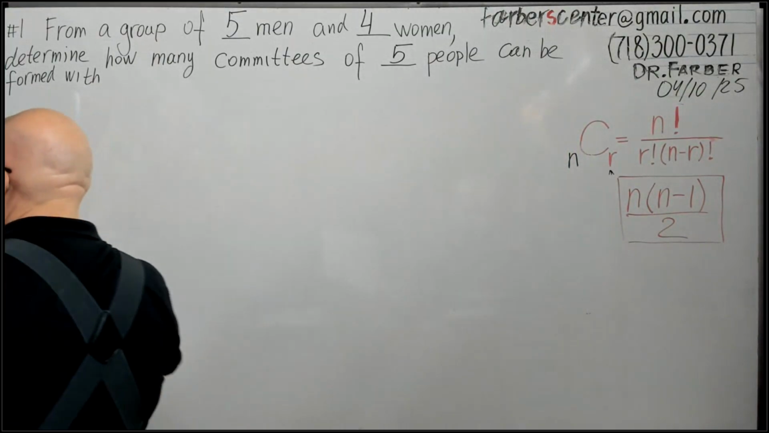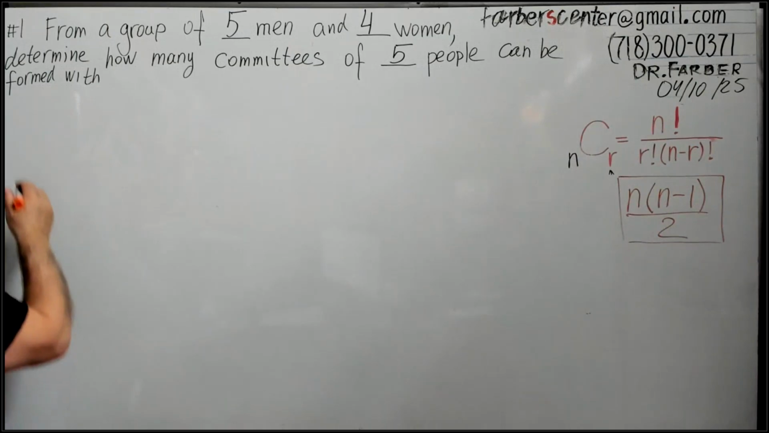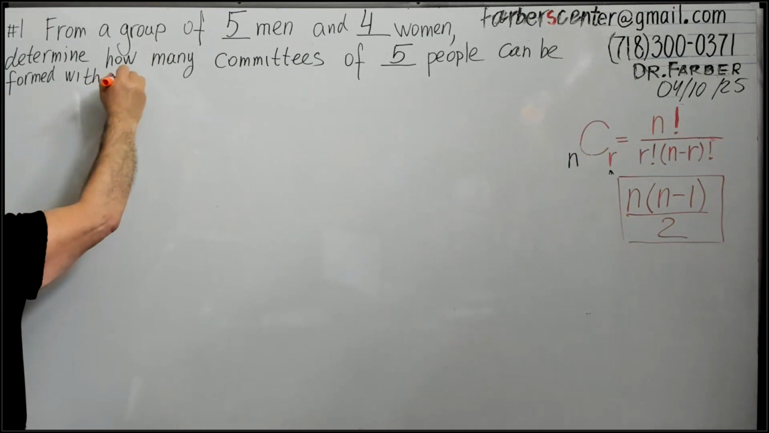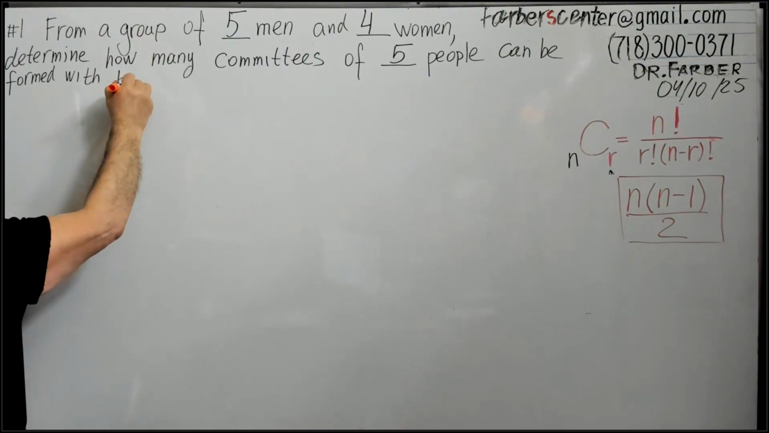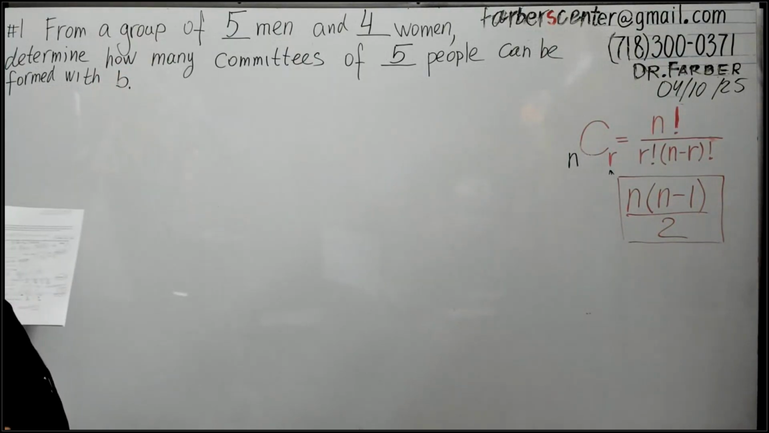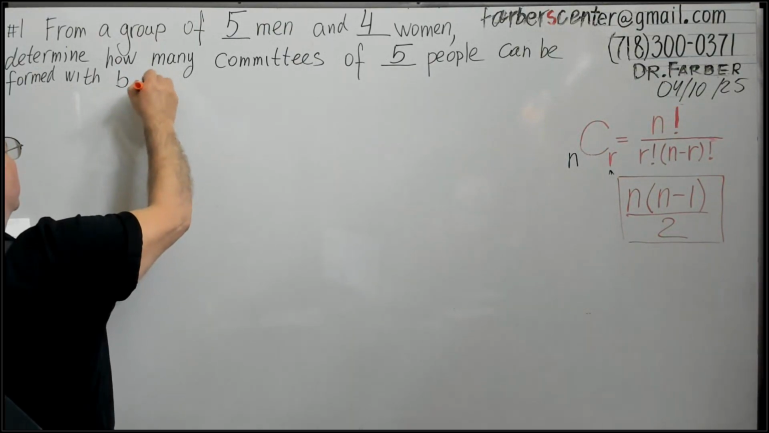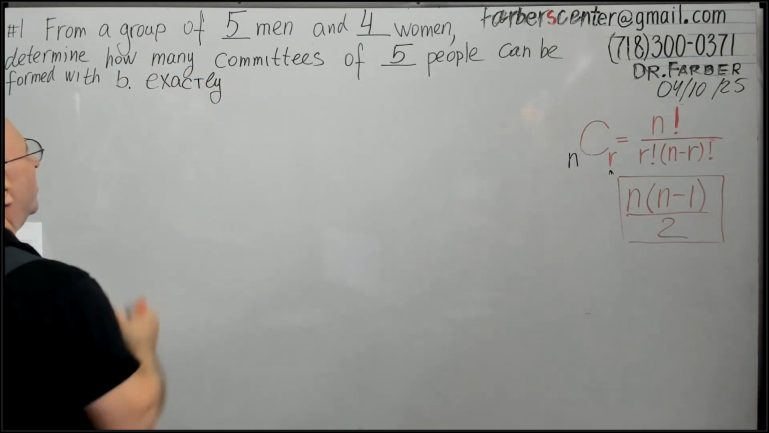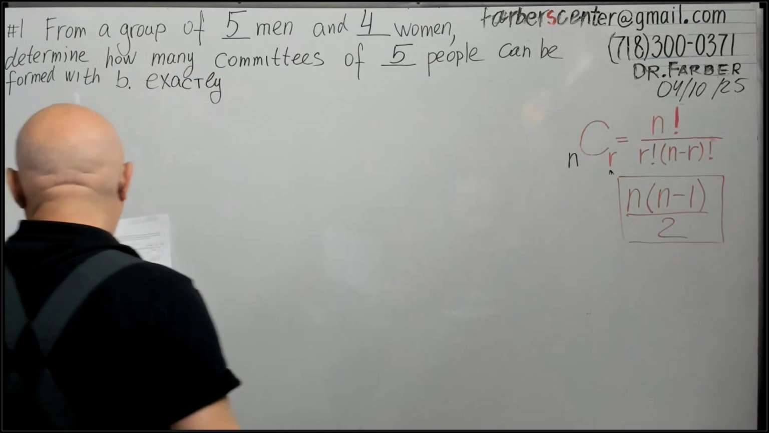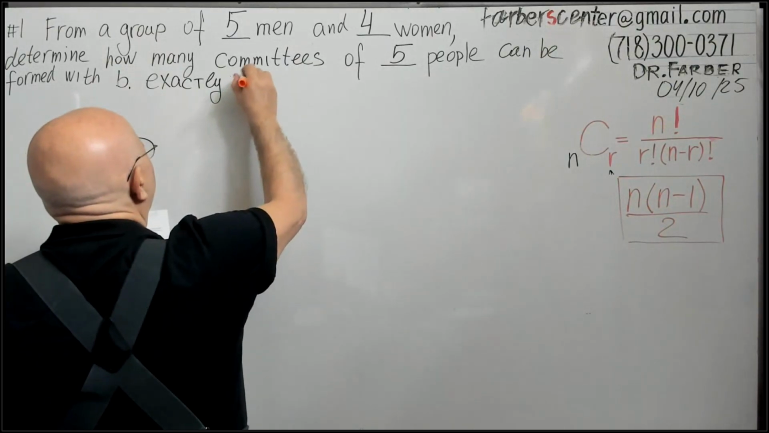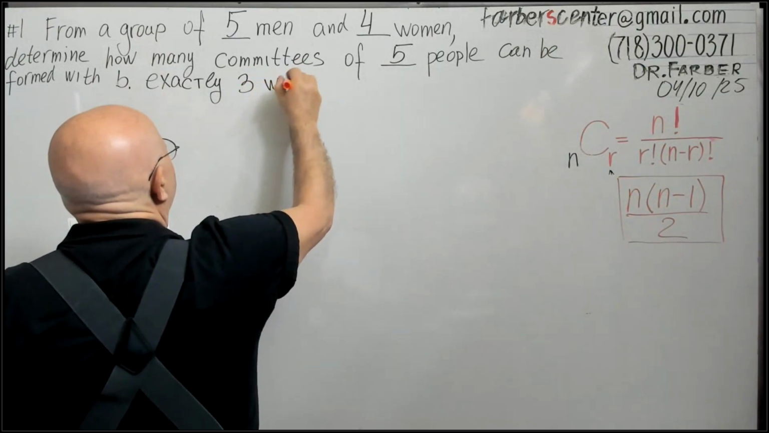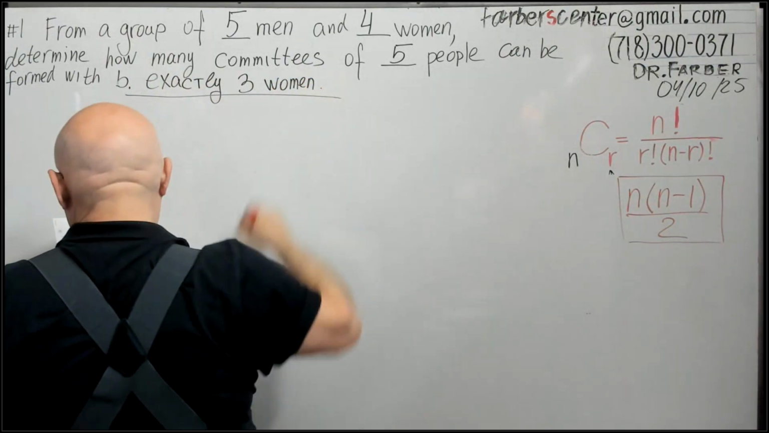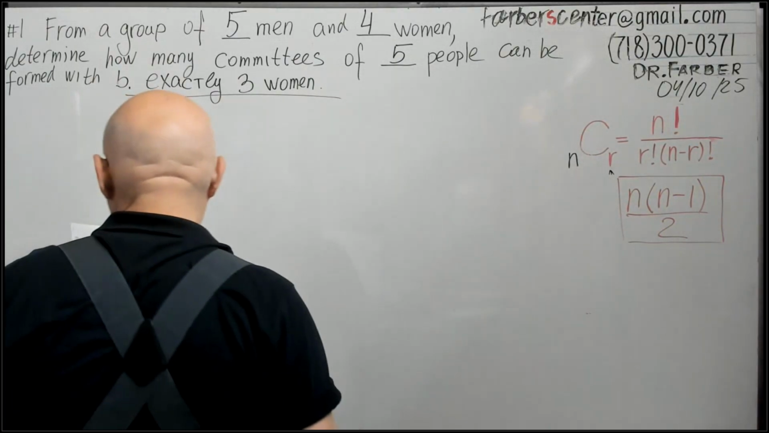So question B. With B, exactly 3 women. So this is question B, and you're going to solve it, okay.